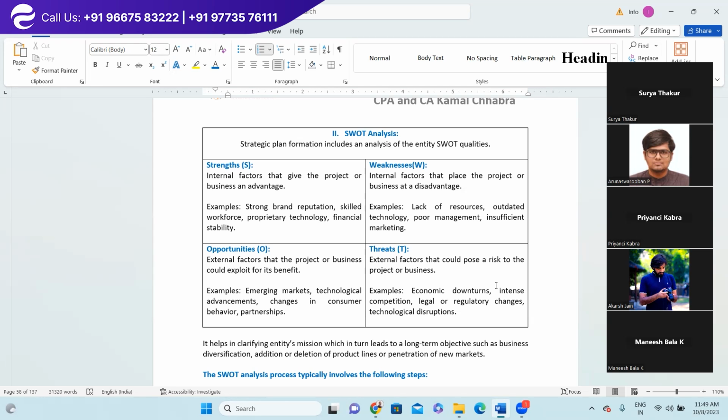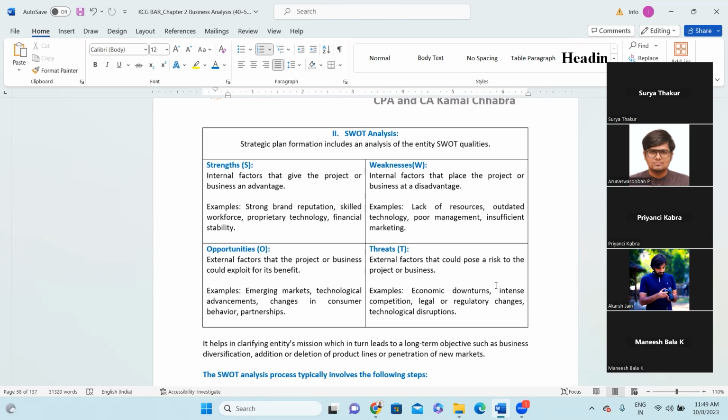Next is opportunities. These are external factors that the project or business could exploit for its benefit. So opportunities are generally external factors, available outside the organization, which the organization can avail. That can be a new emerging market, a new technological advancement, a change in consumer behavior, or a partnership. For example, an emerging market: after COVID, a new market has emerged for e-learning, right? Earlier, e-learning was not much of a focus area. But nowadays edtech is growing, except one or two instances like Byju's, but otherwise the overall economy is growing. Second is technological advancement.